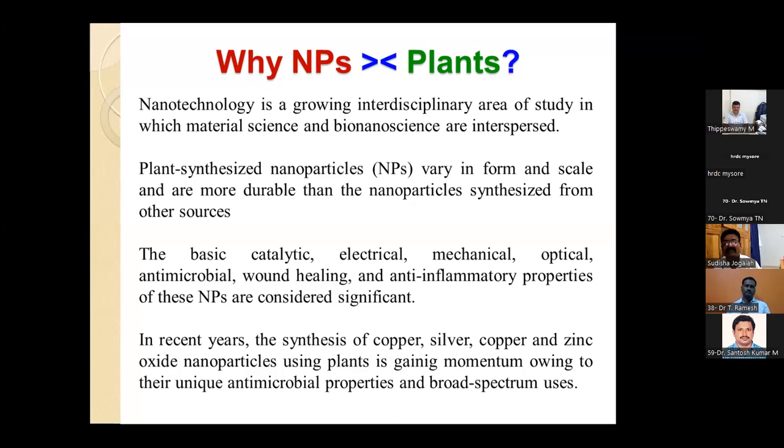As you know, plant synthesized nanoparticles vary in form and scale. The most important thing is that the material we synthesize from the natural source should be durable, so that nanoparticles synthesized from other sources can be easily compared, and a stable temporal activity can be checked in the plant system. It should also have a durable resistance so that it can be considered for sustainable development. In this way, our research is focused on nanotechnology, using medicinal plants for the synthesis of nanoparticles.